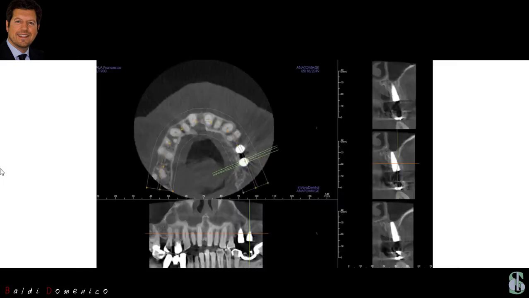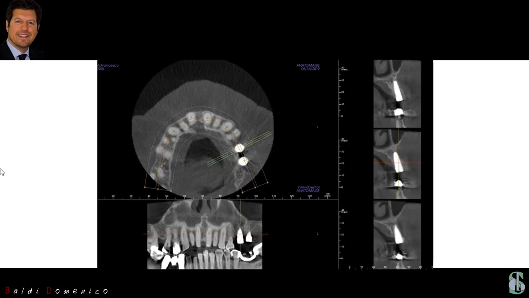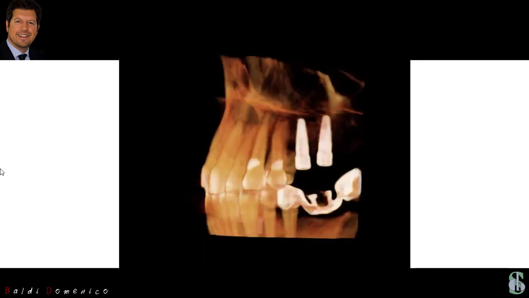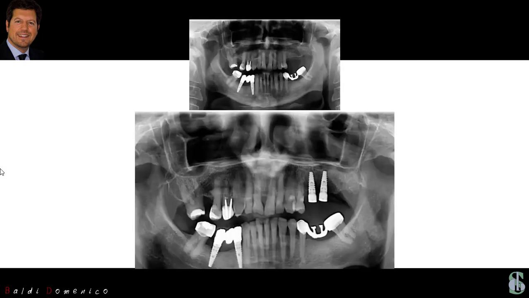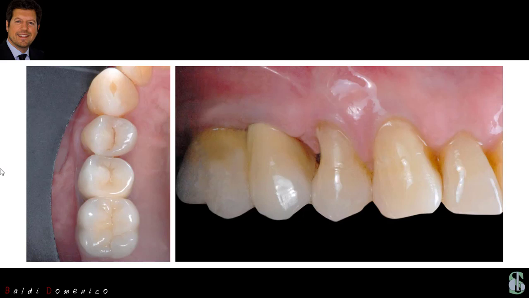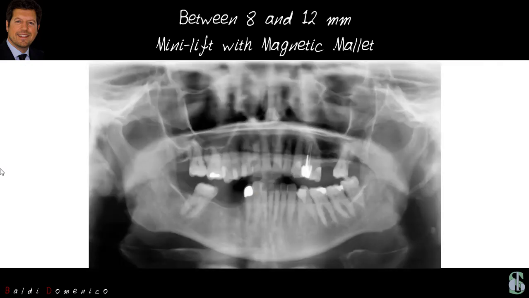And if we analyze the CT after the surgery, we can appreciate how the magnetic mallet was useful in order to prepare our implant site, in order to have a good primary stability of our implant, and also to increase and improve the secondary stability. So we can make a comparison with the OPT at the beginning, after the surgery, and also we can see our final work.